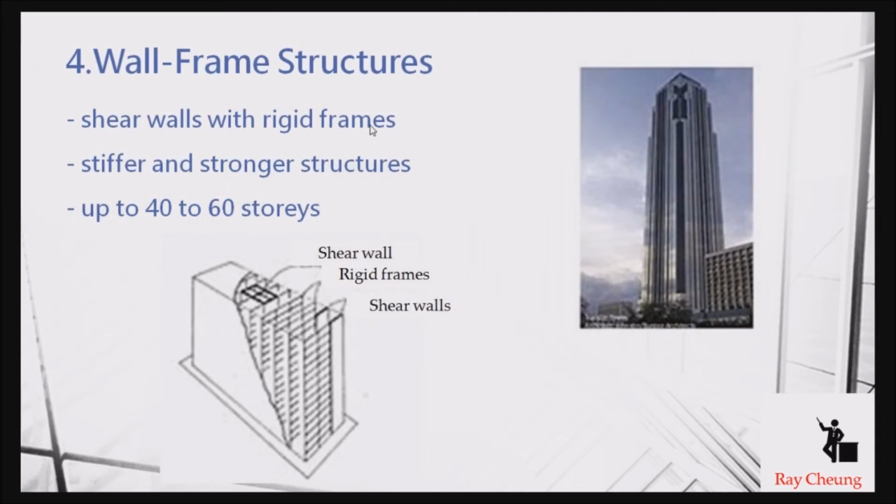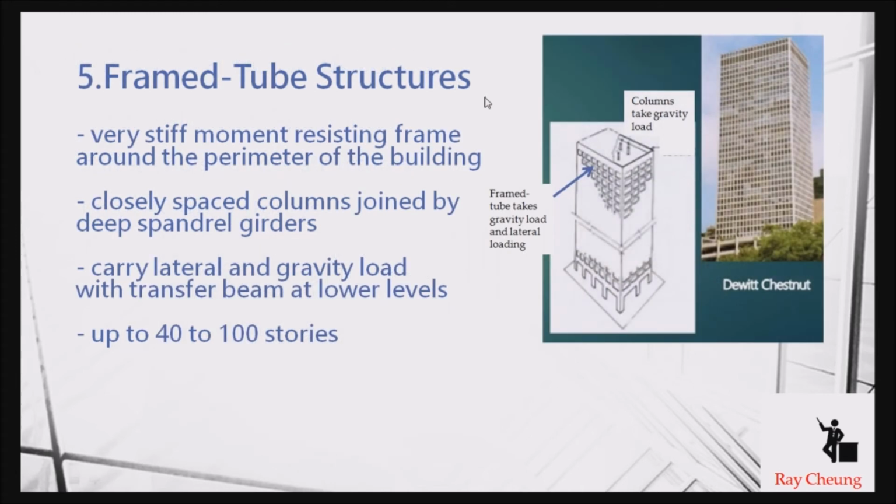Another thing is called the wall frame structure. It is a combination of the shear wall with a rigid steel frame, and some examples are like this. Another thing is a framed tube. That means the external columns take all the wind load, and the internal columns just take the gravity load. That means you can see the windows should be very small.